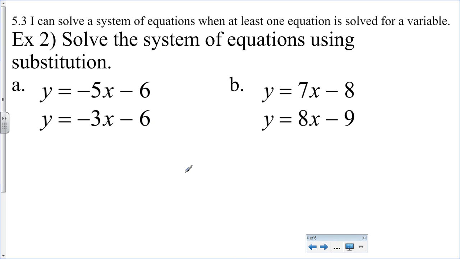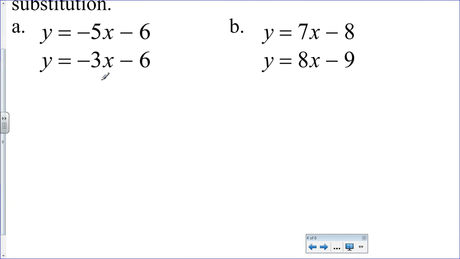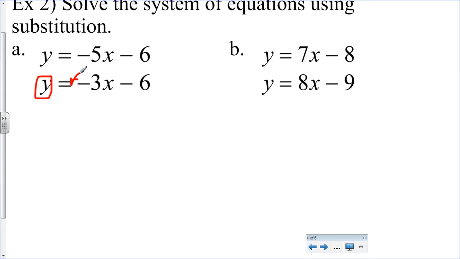Let's try a couple problems where y isn't just equal to a number. So we're going to look at problem A in example 2 and go ahead and use substitution. So if the second equation tells me that y is equal to -3x minus 6, I can plug that in for the y up here. So I have -3x minus 6 in place of this first y. And then the second part of the equation is going to stay the same. So -5x minus 6. So all I'm really doing is setting the two equal to each other.